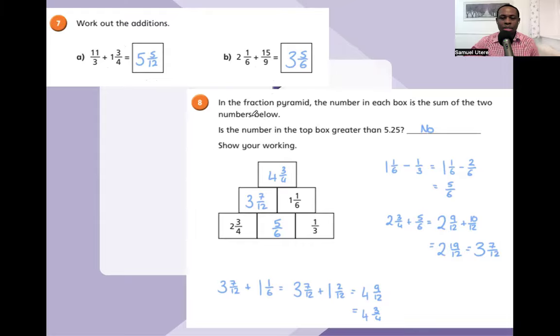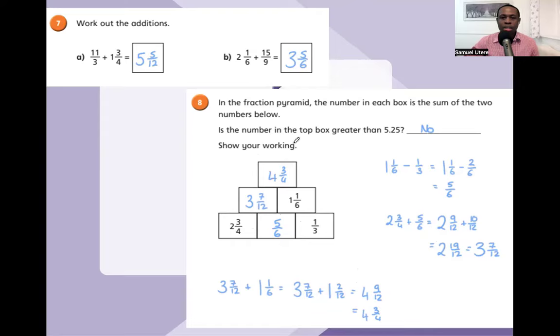Here you are asked, in the fraction pyramid, the number in each box is the sum of the two numbers below. So if you know these two, the sum of these two should give you that. To find this one, you can simply take this from that one. And then once you get this one, you can get that one because you know that these two will give you that one. And once you get that one, you add these two to get that. And you can see the calculations here.